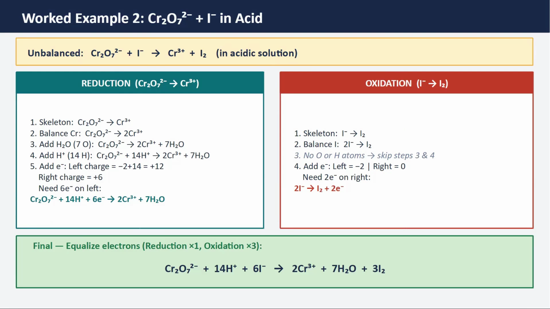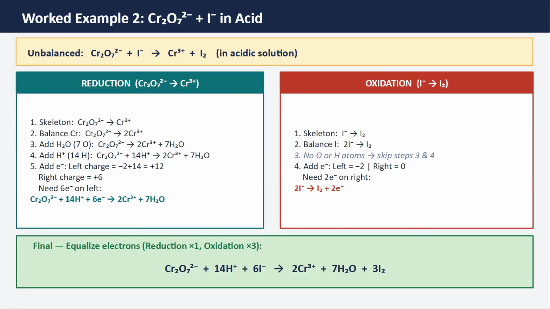Now if we see the charge, on the left side the charge is -2 plus 14, which is +12, and the right side is 2 times +3, which is equal to +6. So we need 6 electrons on the left side so that we have +6 charge on each side.